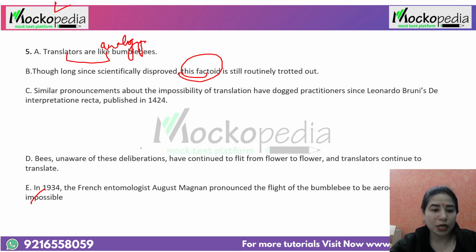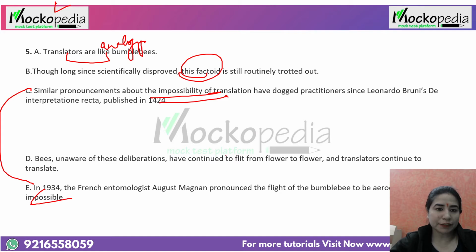So similar pronouncements. See, this is impossible. Are you able to create the mandatory pair for yourself? Similar pronouncements about the impossibility of translation have dogged practitioners. So again, we can see that these two sentences show association, right? And bees, unaware of these deliberations, have continued to flit from flower to flower, and translators continue to translate. So again, this will be a statement that will definitely bring the discussion to a conclusion. Now, this will be the opening statement that helps us with the context, right? So this will be an opening, this would be a conclusion. E and C becomes the mandatory pair, but B we are not finding any position to fix, so this will be the odd one out sentence, right?